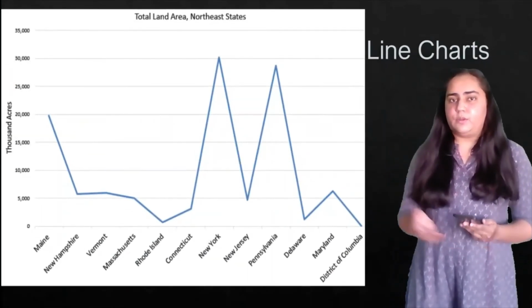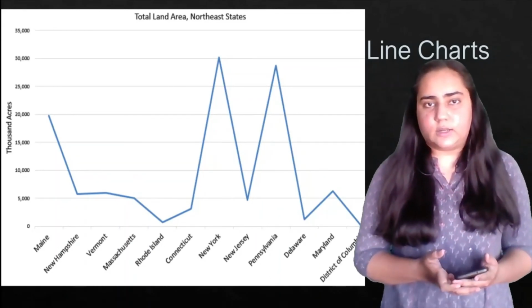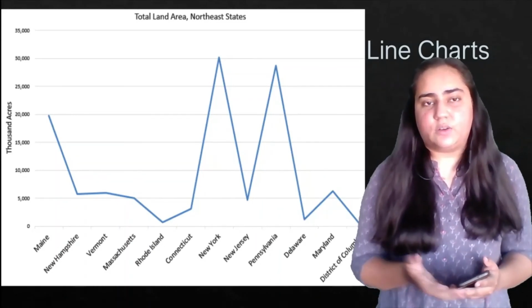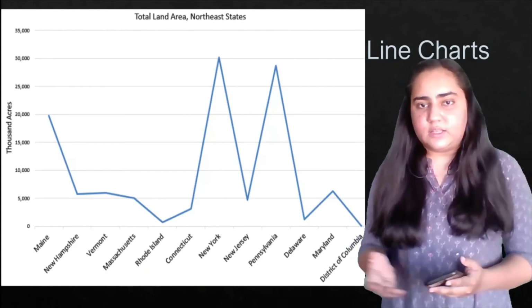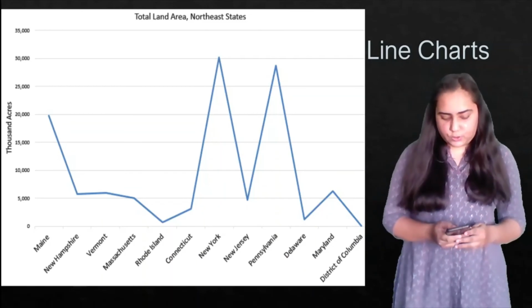Here is an example of a line chart. You can see how it is created, and this is about total land area in Northeast states, and these are all the states and their land areas, and we are showing it through a line chart.